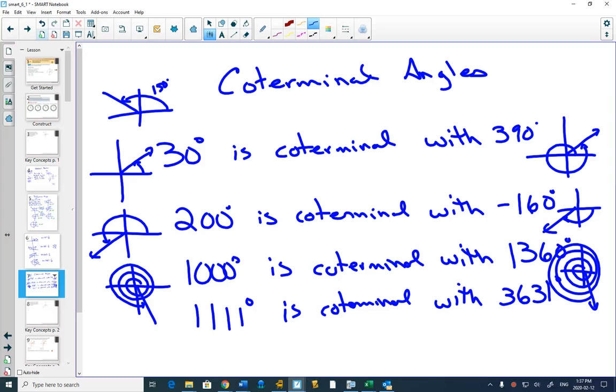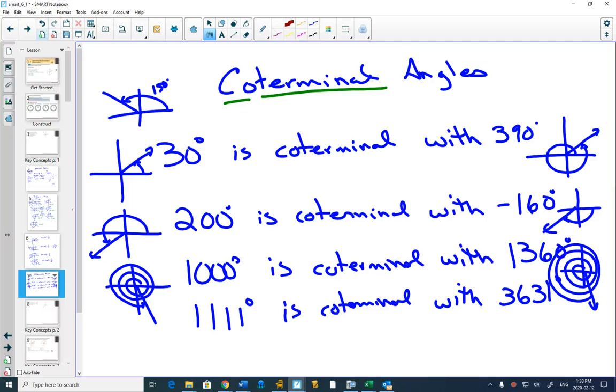In fact, the English language kind of gives it away. Terminal and co, right? When we have co in front of words in English, what does that mean? It's sort of like share. You know, there's a co-ed soccer team. I play on a co-ed soccer team. That means both genders are on that. Or you have cooperate. You operate together. You share something.